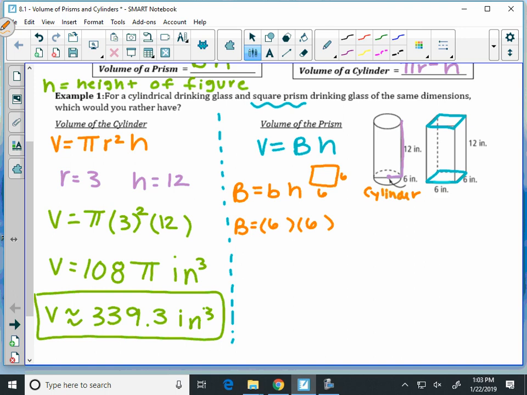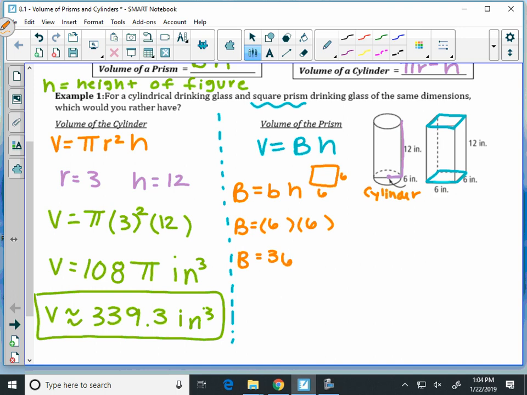This H in the volume formula is the height of the entire figure. This H in the big B formula is the height of just your base. So don't get those 2 mixed up. That's why I like to redraw my base, and I just focus on that shape. So when we do 6 times 6, what do we get? 36. So that's the area of my base.